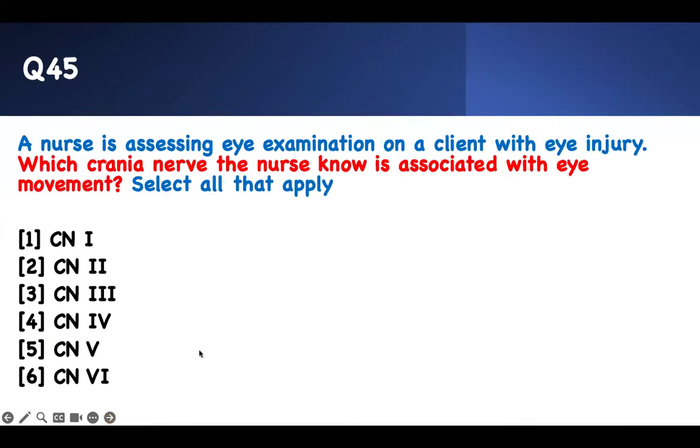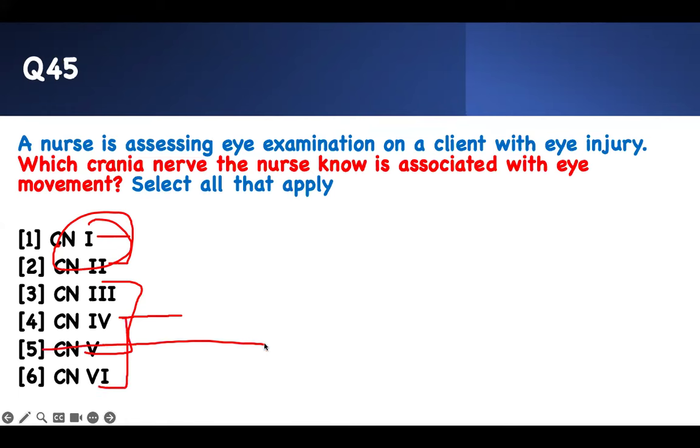And the last question. The nurse is assessing eye examination on a client with an eye injury. Which cranial nerve is associated with eye movement? There's a couple of cranial nerves associated with eye movement. 1 and 2, they're not involved with the eye movement. 3, 4, and 6 are involved in the eye movement.